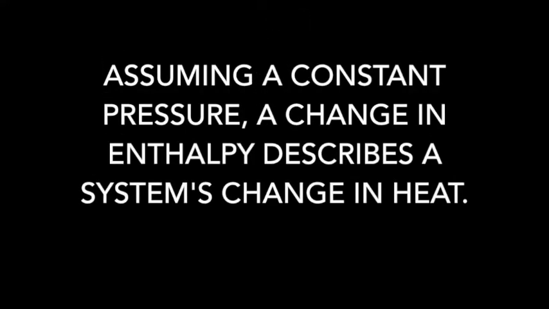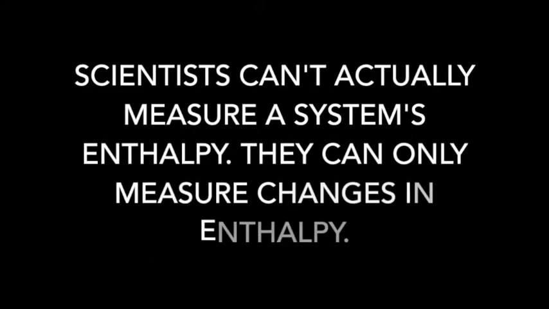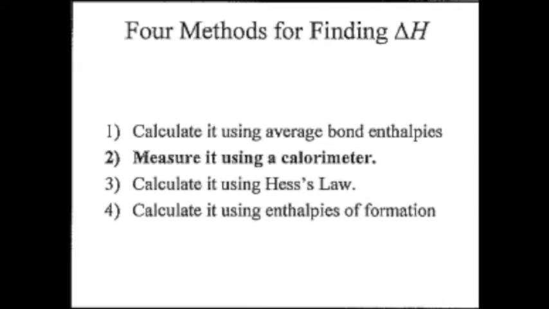Assuming a constant pressure, a change in enthalpy describes the system's change in heat. Scientists can't actually measure the system's enthalpy, but they can measure changes in enthalpy. There are four methods for finding the delta H.